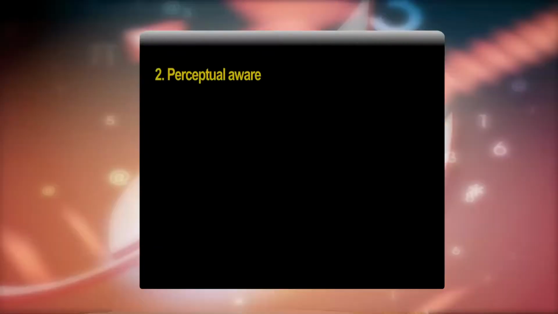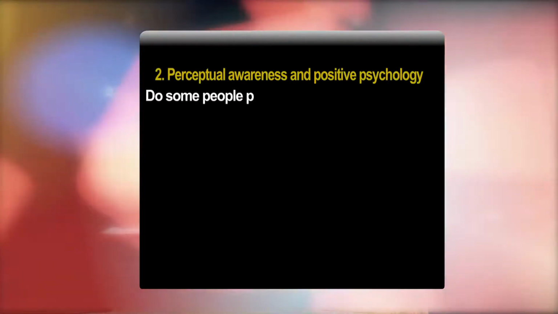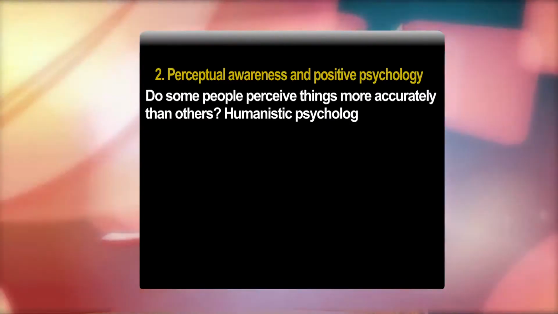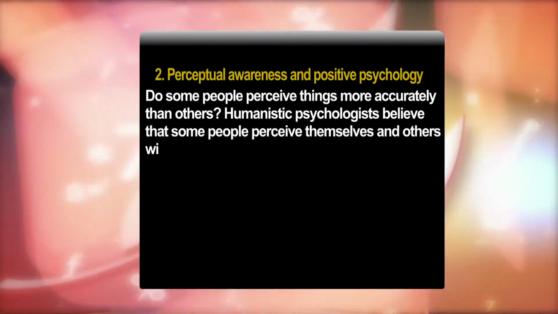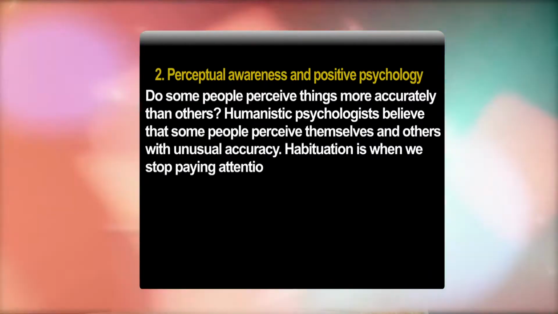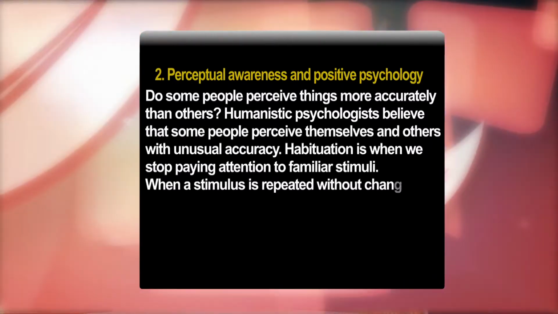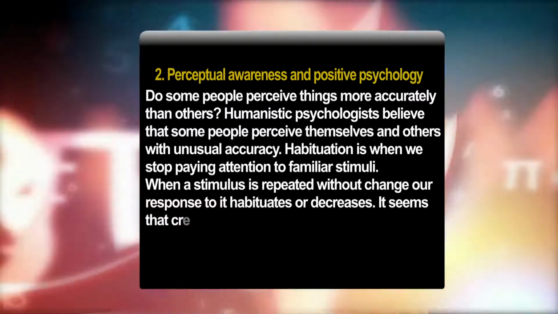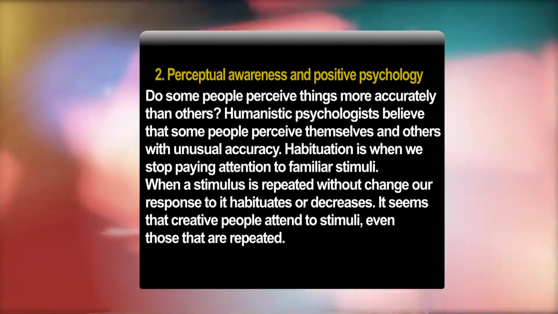Number 2. Perceptual awareness and positive psychology. Do some people perceive things more accurately than others? Humanistic psychologists believe that some people perceive themselves and others with unusual accuracy. Habituation is when we stop paying attention to familiar stimuli. When a stimulus is repeated without change, our response to it habituates or decreases. It seems that creative people attend to stimuli even those that are repeated.